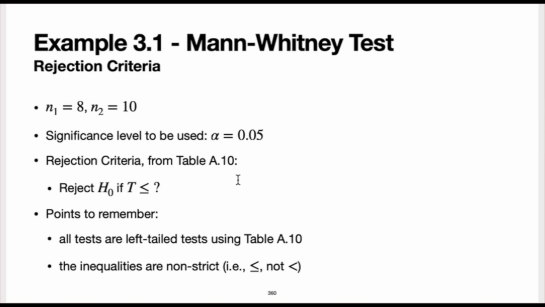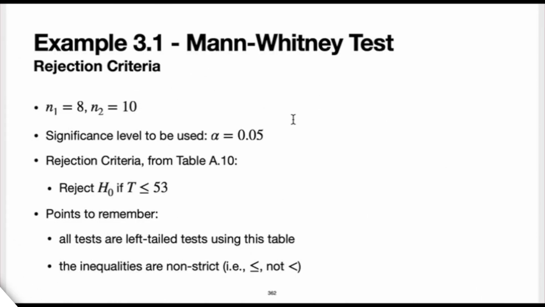We're getting our critical point from table A10, and remember the critical points in A10 correspond to left-tailed tests for every type of test that we are going to perform using that table, and so the rejection criterion is going to be reject the null hypothesis if the test statistic T is less than or equal to some value. All tests using this table are left-tailed tests, and the inequalities are non-strict. So we have that less than or equal to, not the strict inequality, strictly less than.